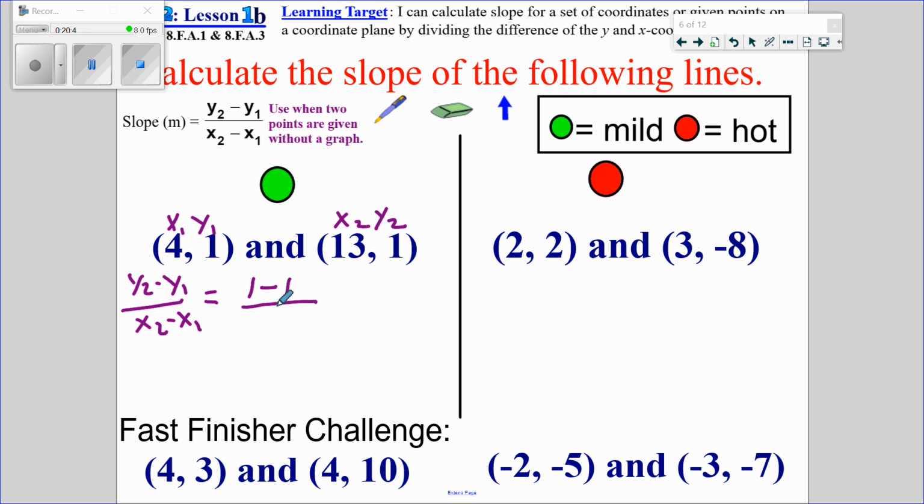And then we have x2 is 13 minus, you see it's part of the formula, 4 for x1. So now we say to ourselves, what's 1 minus 1? It's 0. And 13 minus 4 is 9. Well, when you have 0 in the numerator, this is a 0 slope. If you were to pick up your calculator and do 0 divided by 9, you would get 0. So this is a 0 slope.